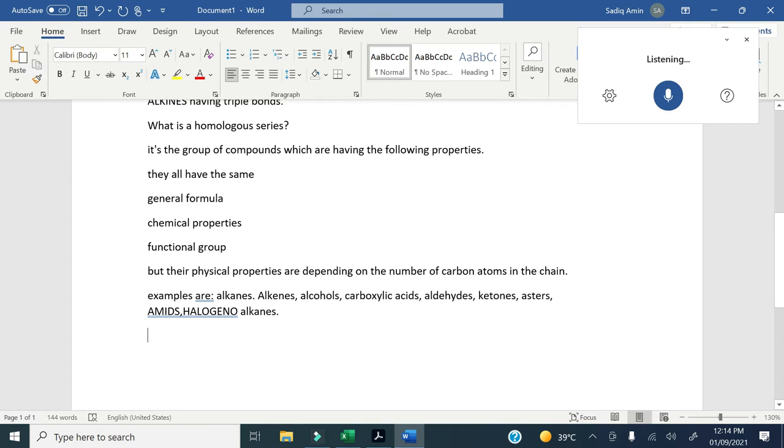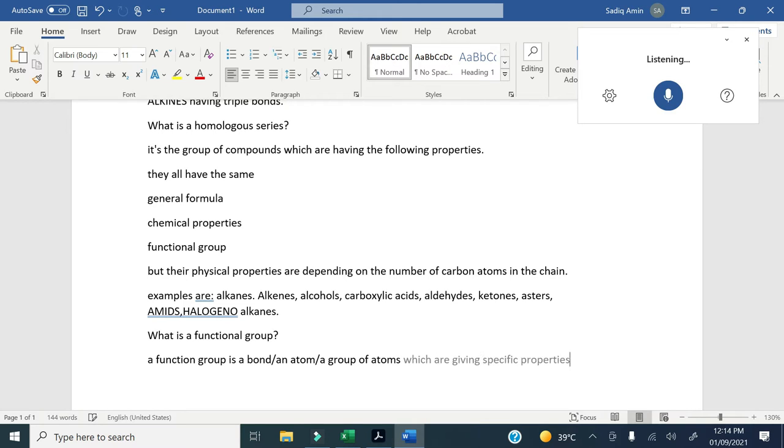What is a functional group? A functional group is a bond, an atom, or a group of atoms which gives specific properties to the homologous series.